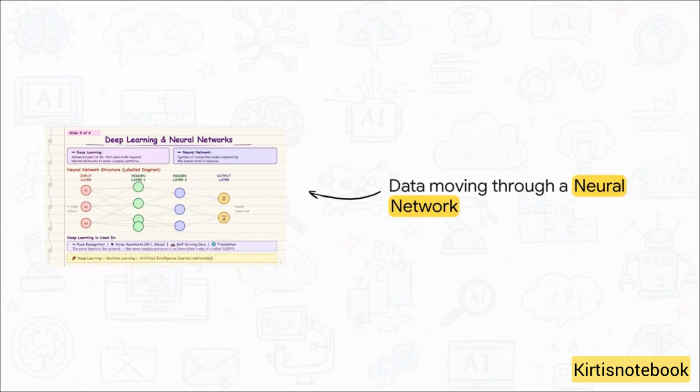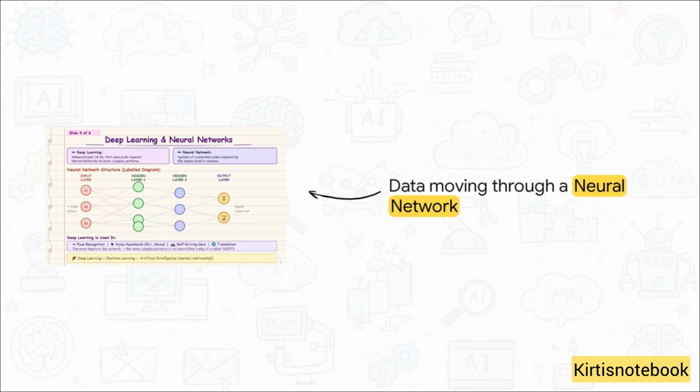Let's trace how data actually moves through one of these networks. Look at this diagram. On the far left, you have the input layer. This is where your data, say the pixels of an image, first enters the system at these nodes, x1, x2, and x3. Then, that data flows into the middle section. These are called the hidden layers.